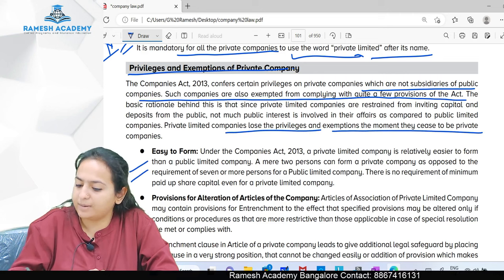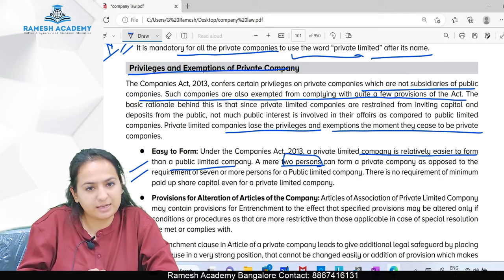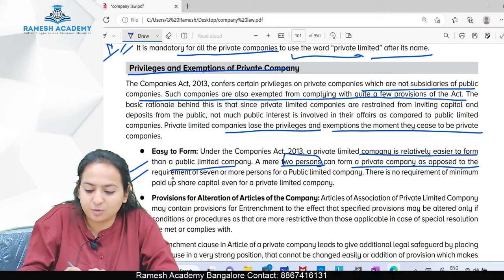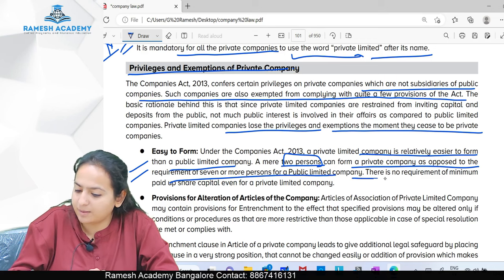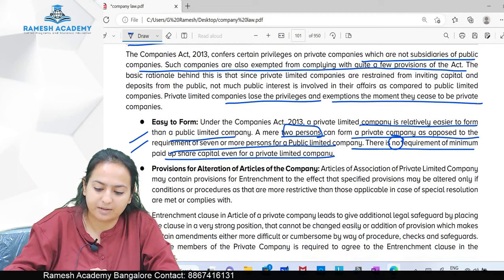Easy to form. A private company is relatively easier to form. Only 2 persons are required, so it is very easy to form as opposed to 7 or more persons in a public company. There is no requirement of minimum paid up share capital for a private company.